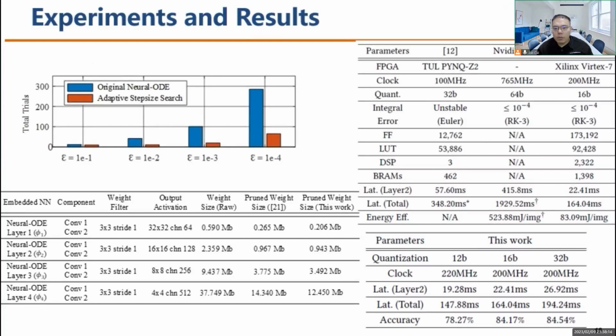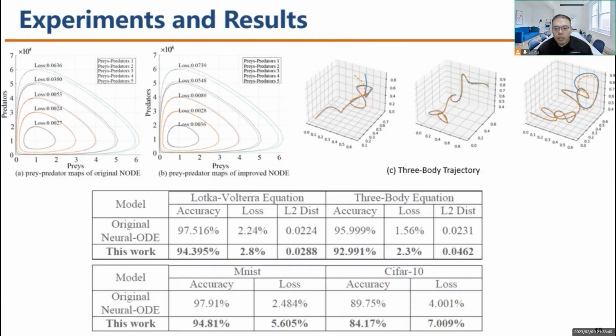Next, we use three different bit quantization methods to quantize the model. We can see that in the case of 12 bits, the model accuracy will still maintain 78.27%. In addition, it is worth noting that Neural-ODE can compress network scale by more than 50%. Finally, we compare the results of original Neural-ODE and our work in solving physical problems and image classification.